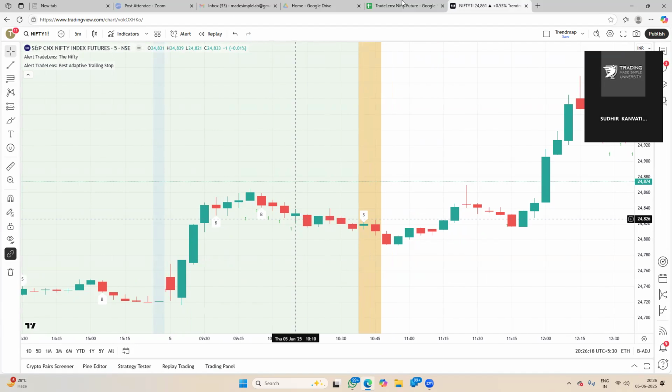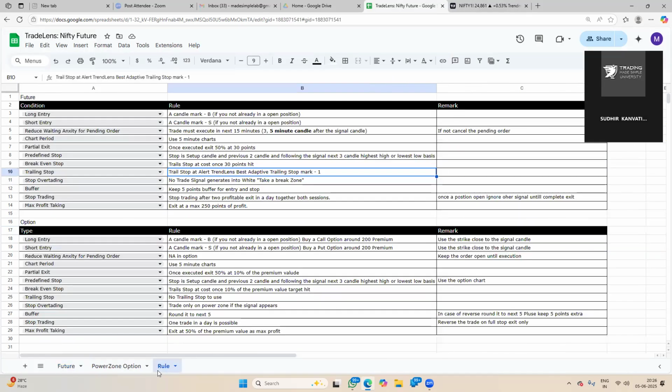For that, we need to go to the rule book. So: reduce waiting anxiety for pending orders. Pending orders actually create anxiety. Frankly speaking, it has happened to me, and I hope it has happened to everyone. If I have a pending order, I continuously check whether the order has been executed or not. And until it is executed, a little bit of anxiety comes into play.